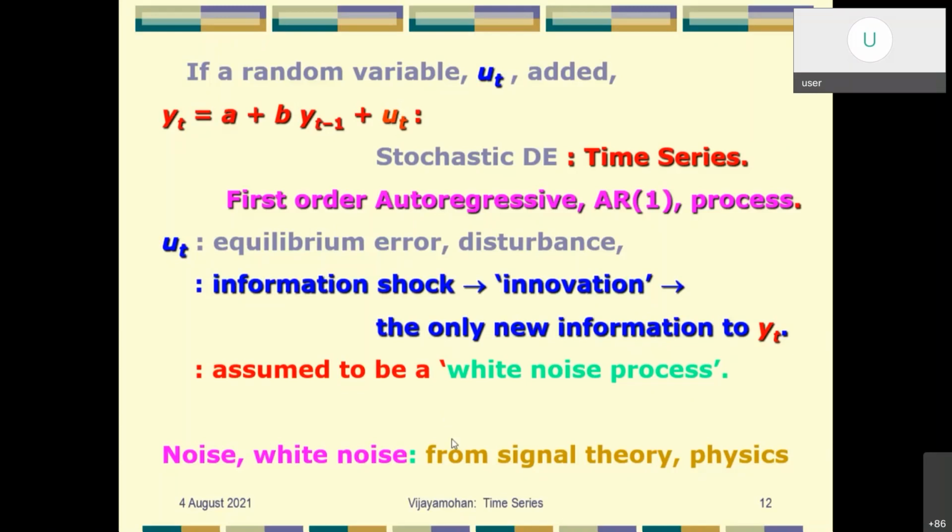And this innovation is assumed to be a white noise process. Now, what is this white noise? We already know about noise. Noise is the disturbance. ut is an error term or a disturbance term or noise term. This term, white noise, comes from signal theory in physics. So, in time series analysis, we have taken a lot of concepts from signal theory in physics.